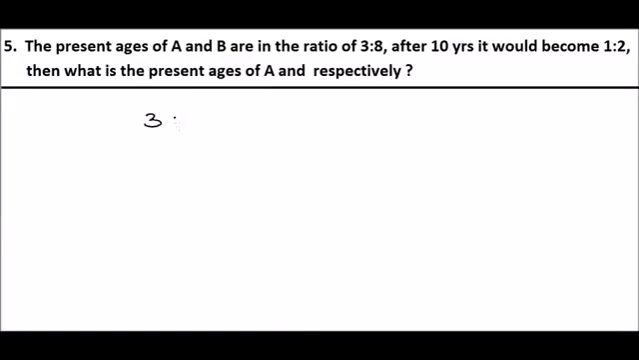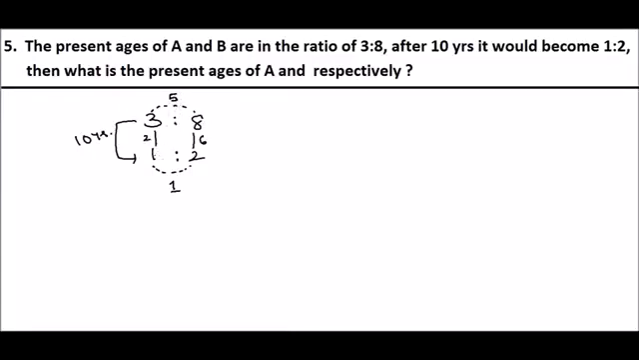Now A is to B, 3 is to 8. After 10 years, it would become 1 is to 2. Here the gap is 10 years, right? Now here you see 3 and 1, the difference is 2. 8 and 2, the difference is 6. We cannot equalize it. For that reason, take the difference between these two, that is 1, and take the difference between 8 and 3, which is 5.